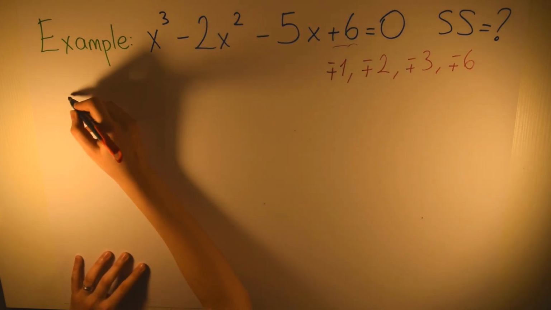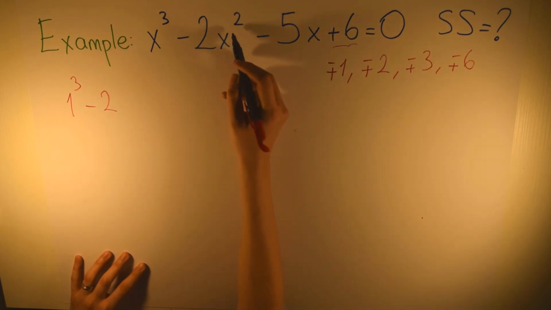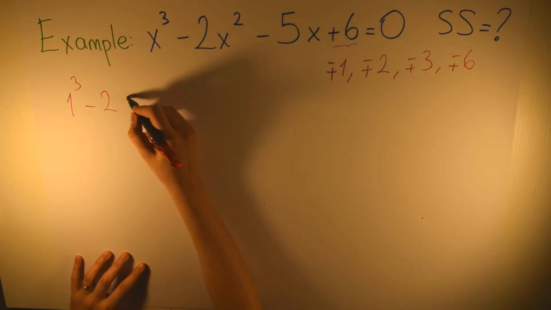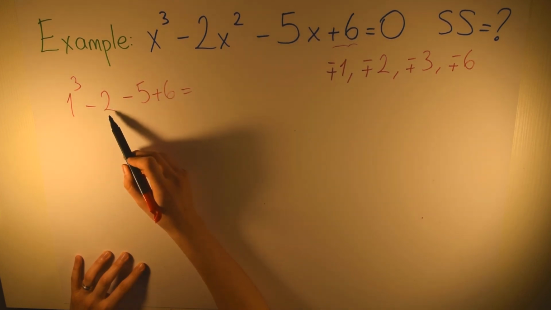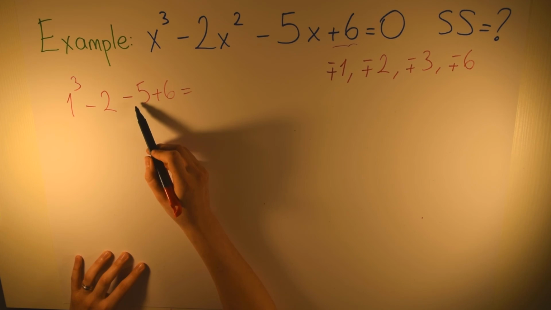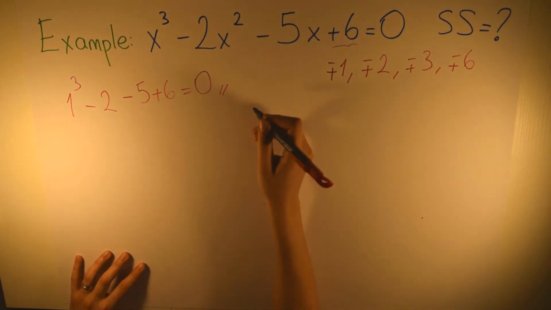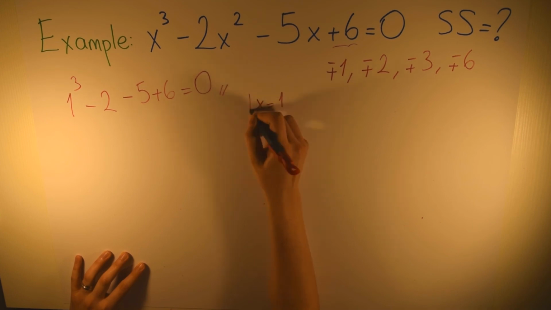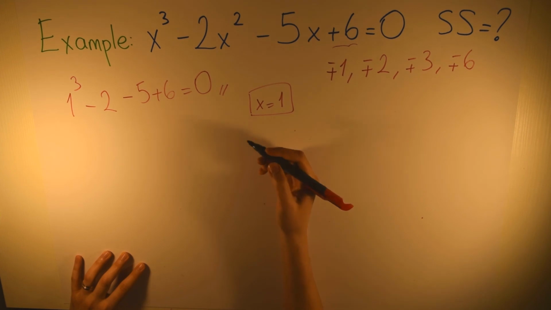So let's do that. It's 1 cubed minus 2, because it's this equal to 1, minus 5 plus 6, which is 1 minus 2, it is minus 1, minus 5 is minus 6, plus 6 is equal to 0. So 1 is one of our roots. So after that we will do the Horner method.